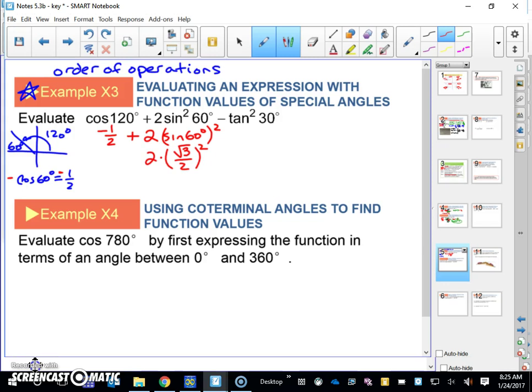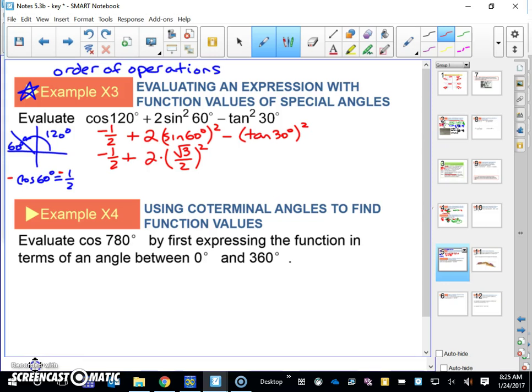There's your PEMDAS. There's your order of operations. So we have negative 1/2 plus 2 times the square root of 3 over 2 squared. Okay? Minus tangent squared 30 means minus tangent 30 degrees squared. That's what that means, tangent squared. Okay? And again, 30 is right out of the chart.